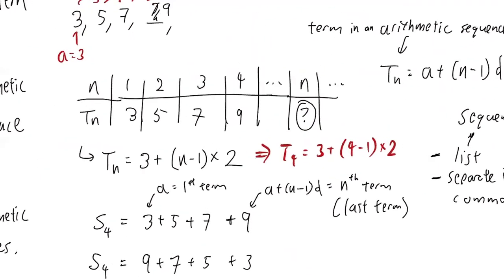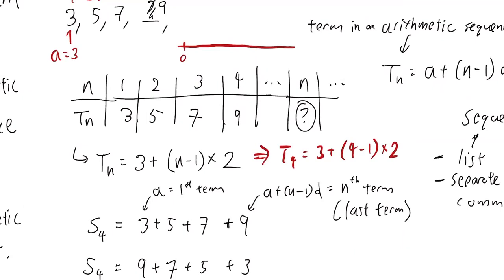You're starting off with a number line. Here's 0. Then here is 3. And then you are considering how do you get to 9. You just need to plus 2, plus 2, plus 2, 3 times. Because there's plus 2 three times, that's why we have to plus 2 times 3. But 3 in this case is 4 minus 1. And you start off with an original value 3. That's how we get the formula. Does it make sense?